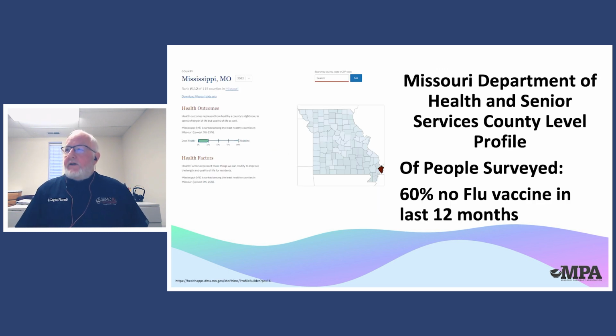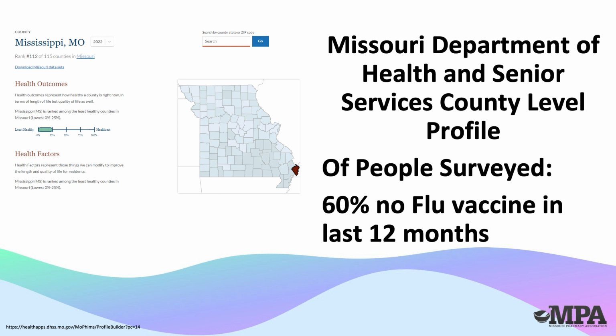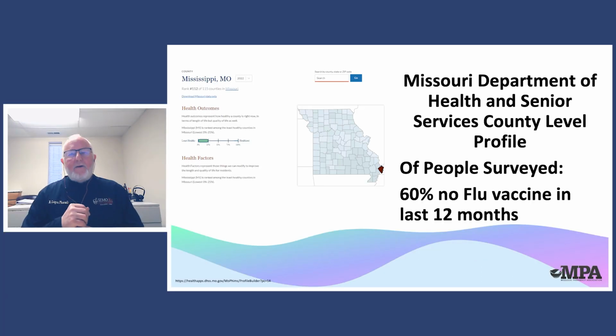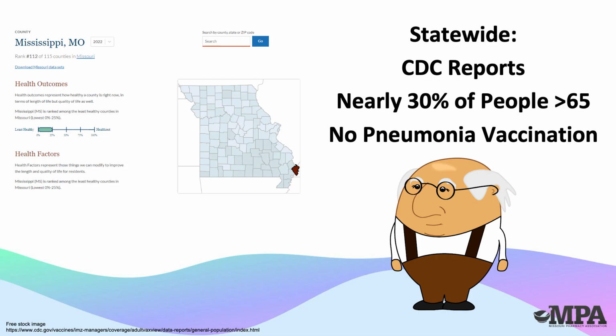The Missouri DHSS performs county surveys. And in our county, Mississippi County, where I'm sitting right now, they found that 60% of the folks received no flu vaccine. 60% in my county. That's staggering to me because we offer flu shots. Our health department, public health, offers flu shots. But 60% reported no flu vaccine in the last year. Not only that, CDC reports statewide that nearly 30% of Missourians over the age of 65 have no pneumonia vaccination.